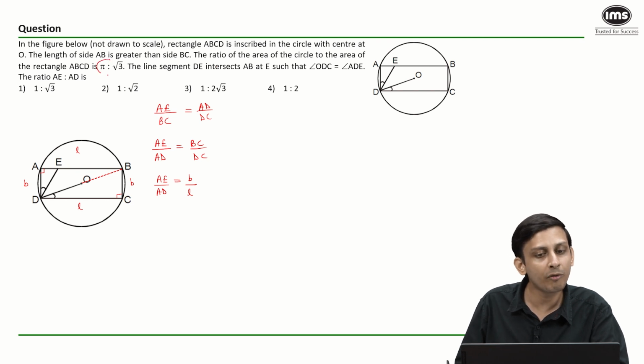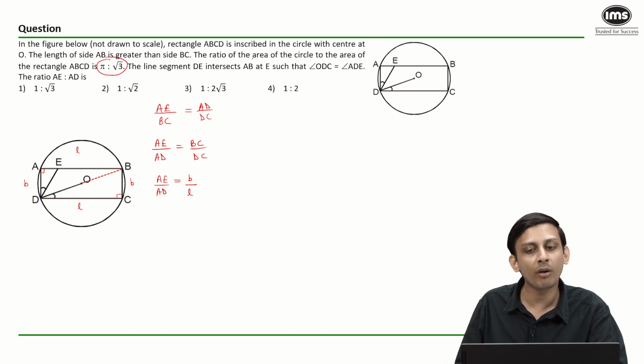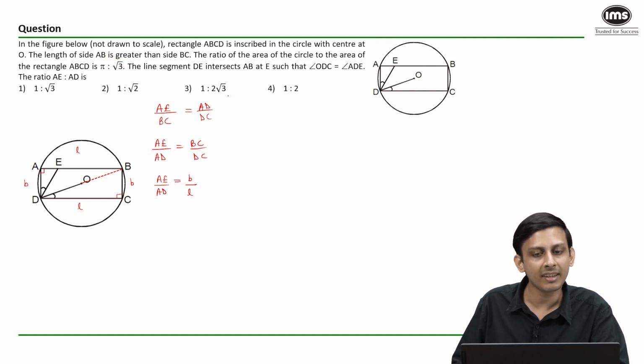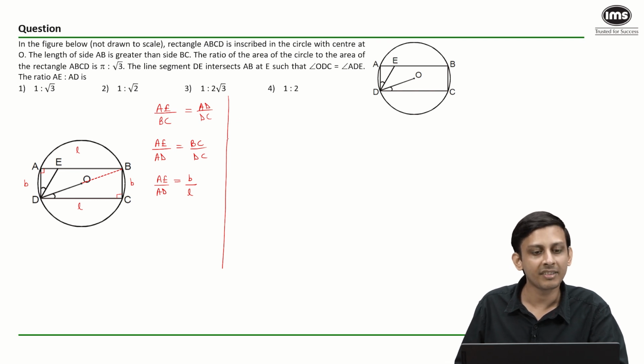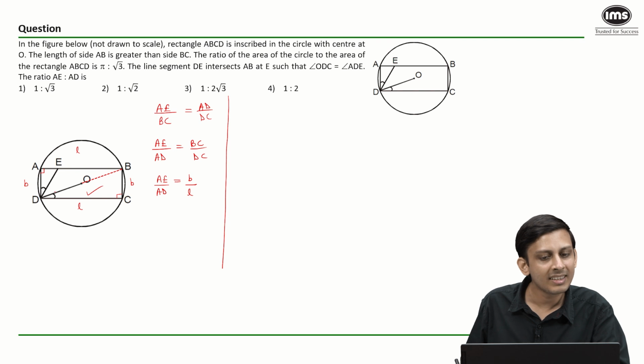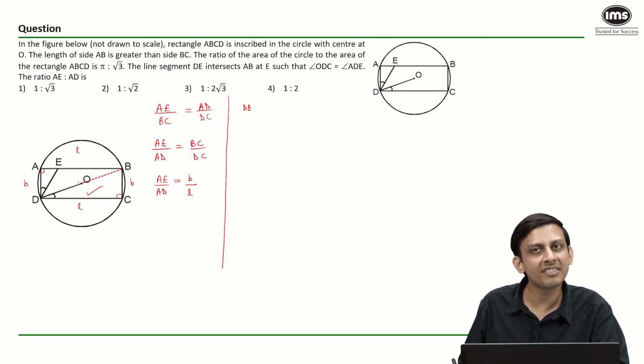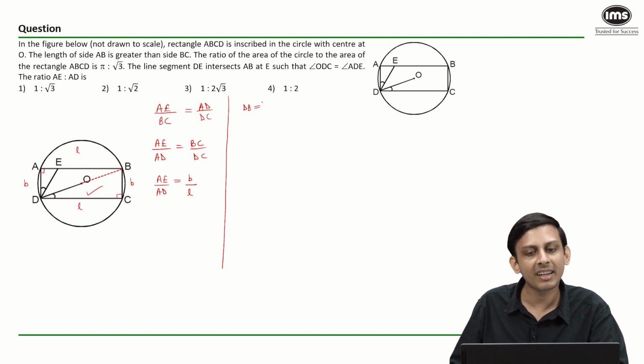We have to use this information, that the ratio of the area of the circle and the area of the rectangle is pi is to root 3. So for the area of the circle, we need the radius of the circle. Now, in this right angle triangle, if we use Pythagoras, then we will get the length of DB. And what is DB? DB is the diameter of the circle, a chord passing through the center. So DB is the diameter of the circle.